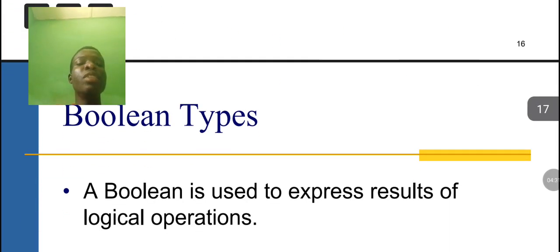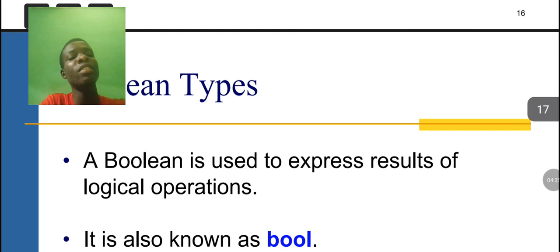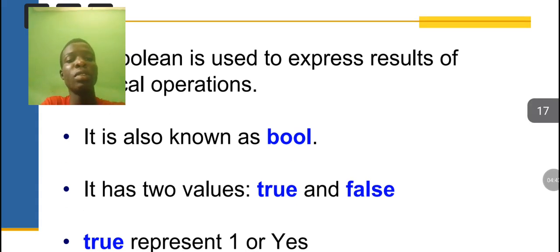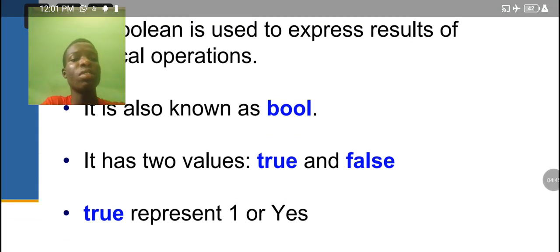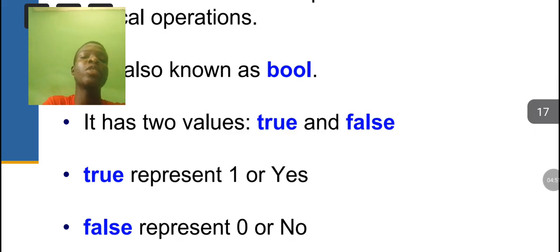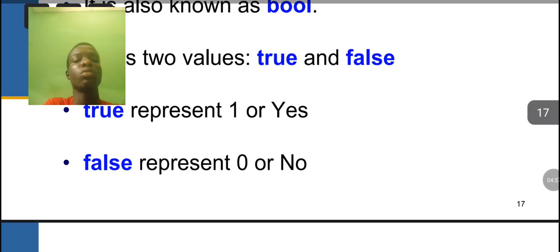So now Boolean types. Boolean types are used to express the result of a logical operation. It's known as bool, that's short for boolean. It has two values, the logical values, that's true and false. The true is 1, the false is 0. You can say the true is yes or the false is no.